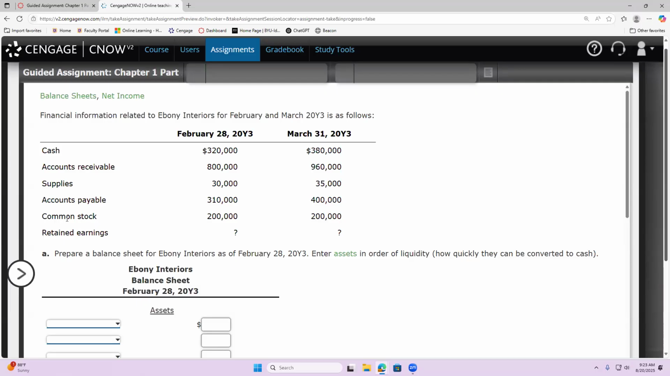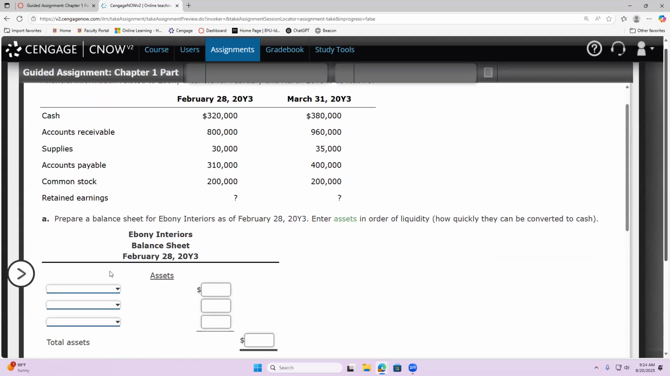Common stock. What kind of account is that? Yes, a stockholders equity account or just an E. Sometimes they'll say stockholders equity or sometimes they'll just say equity. Okay. And that represents the money paid in by the owners. And then retained earnings, also equity. That's the money the business earned. Okay. All right. So our assets are cash, accounts receivable, and supplies.